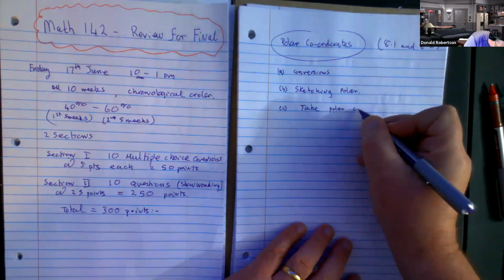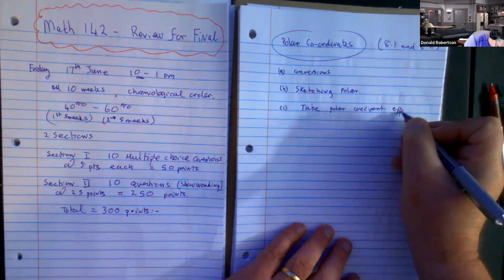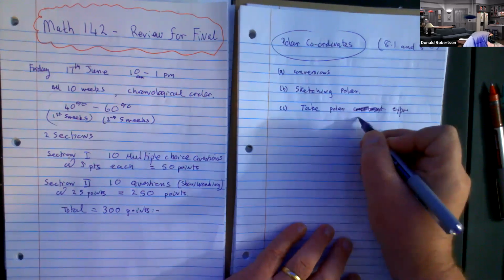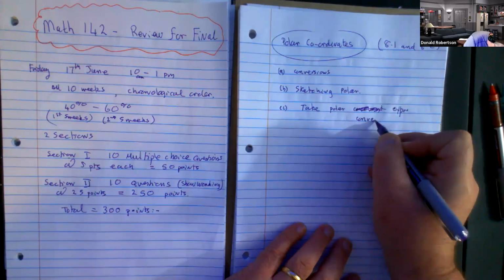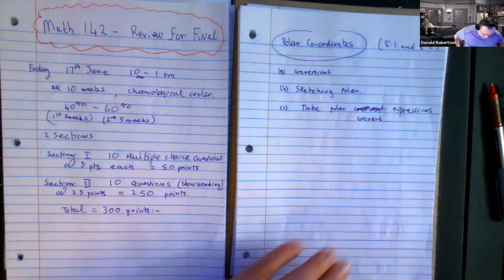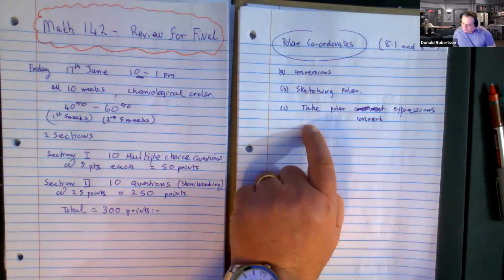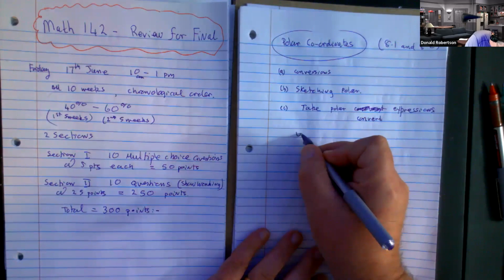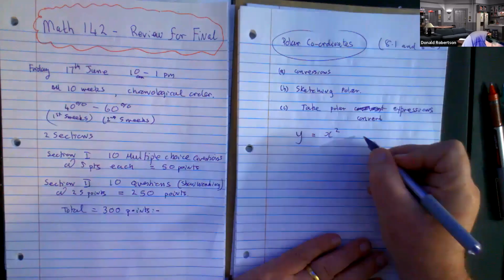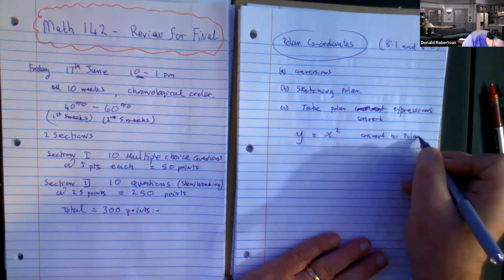polar and you convert the expressions. I'm going to start with the last one because that's probably the one that causes the most trouble. So an example, you might be given y equals x squared and be asked to convert it to polar.